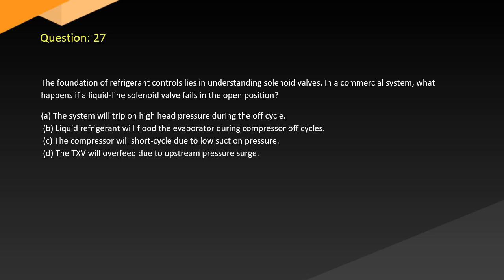Question 27. The foundation of refrigerant controls lies in understanding solenoid valves. In a commercial system, what happens if a liquid-line solenoid valve fails in the open position? A. The system will trip on high head pressure during the off cycle. B. Liquid refrigerant will flood the evaporator during compressor off cycles. C. The compressor will short cycle due to low suction pressure. D. The TXV will overfeed due to upstream pressure surge.